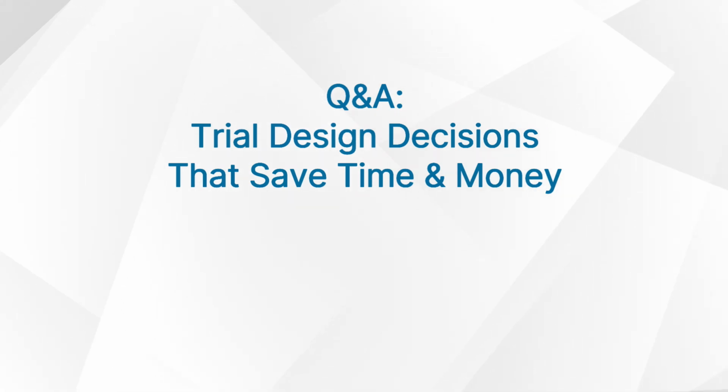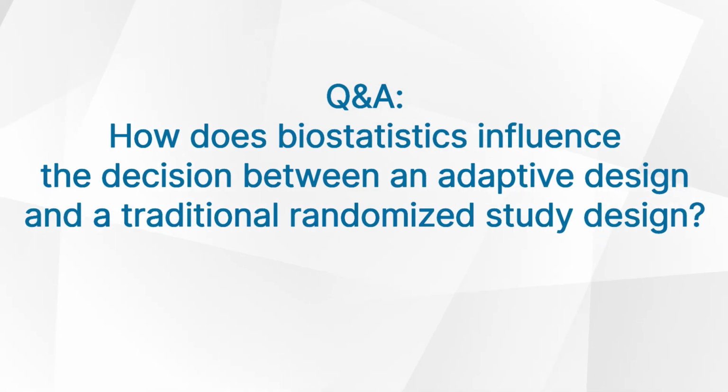Today we'll talk about trial design decisions that save time and money. Our first question is, how does biostatistics influence the decision between an adaptive design and a traditional randomized study design?